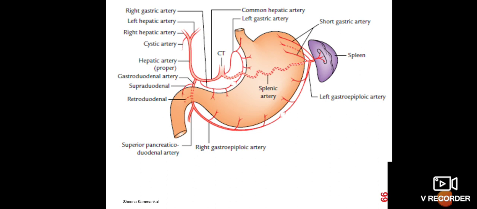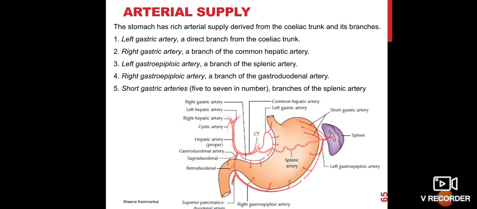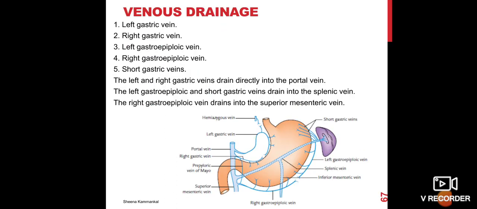So I have to study only the names of the arteries. Left gastric, right gastric. Left gastroepiploic, right gastroepiploic. Then short gastric and splenic artery.